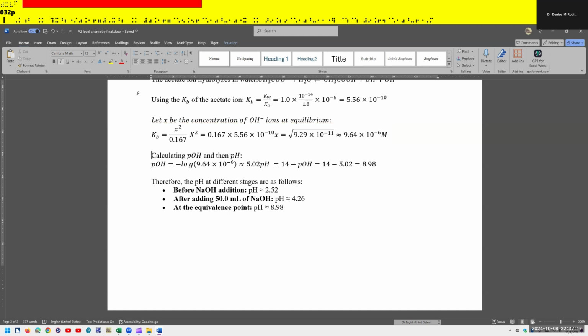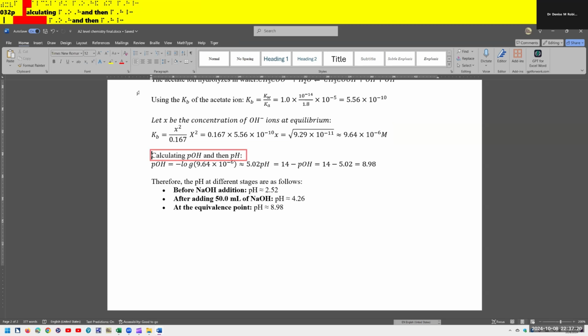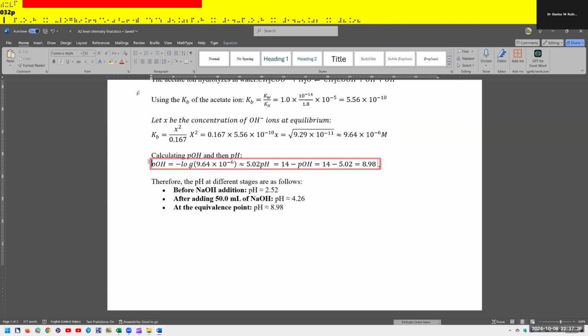Okay, control down arrow. Calculating math content P cap O cap H and then math content P cap H. Okay, and we're almost done. Control down arrow. Math content P cap O cap H is equal to negative log of open paren 9.64 times 10 to the negative 6 power close paren is almost equal to 5.02. P cap H is equal to 14 minus P cap O cap H is equal to 14 minus 5.02 is equal to 8.98.